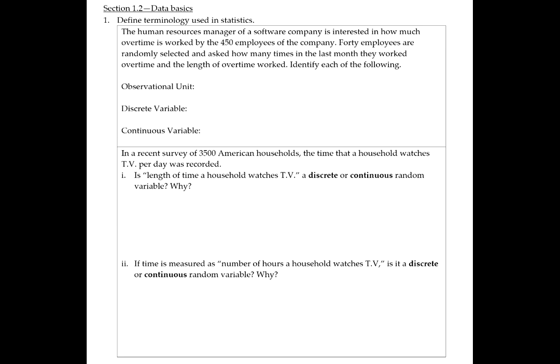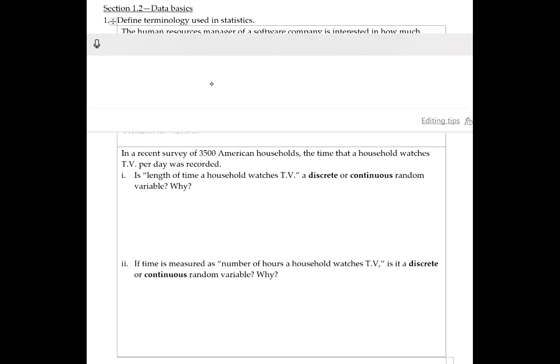First, an observational unit. An observational unit is a single person or object that is being observed or measured. So in this case, the observational unit, the individual that we are talking to find out the information we want, is an employee of the company.